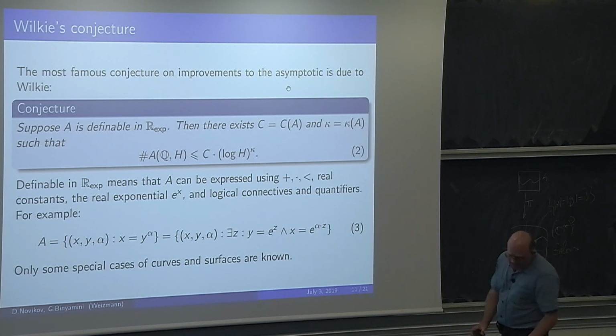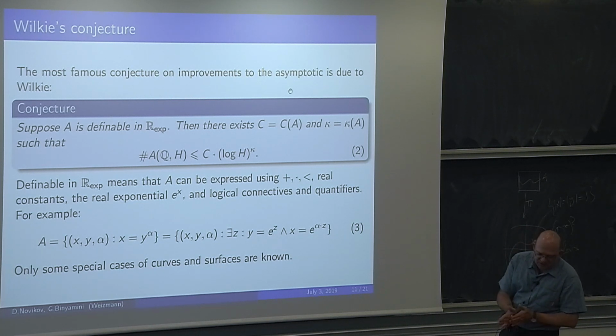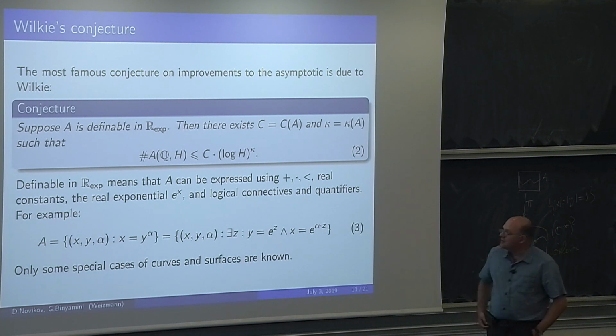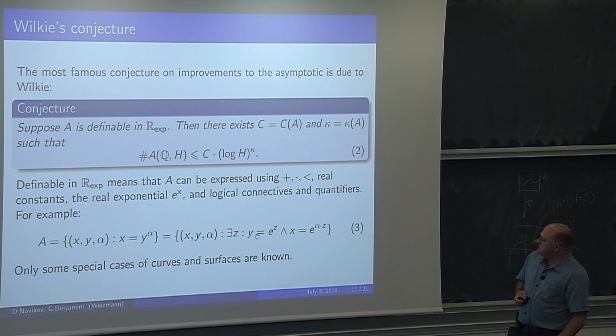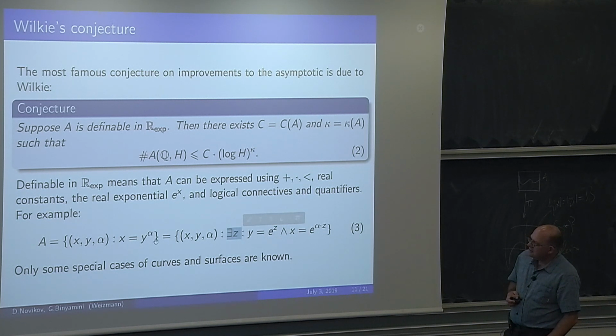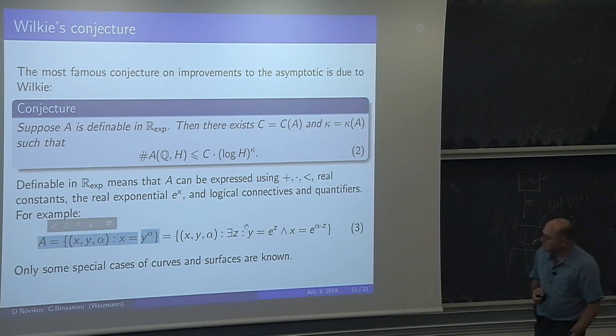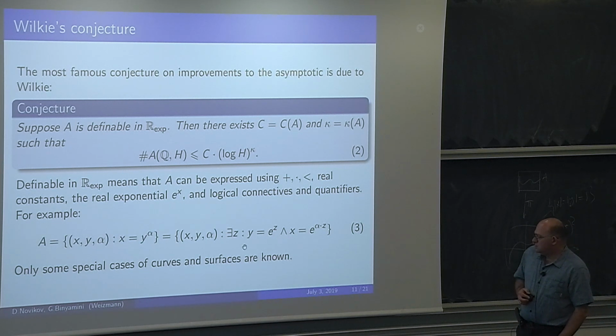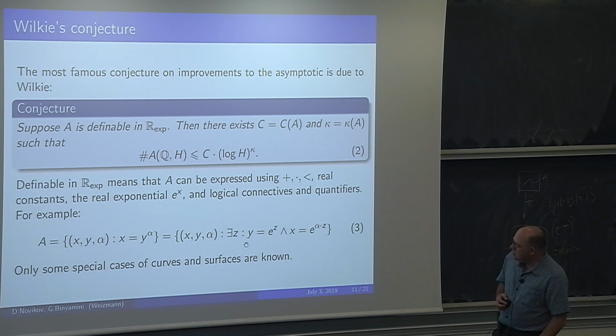The Wilkie conjecture was in the same article where they proved the Pila-Wilkie theorem. They formulated the conjecture that if your set A is definable in R_exp, the O-minimal structure, then in fact the growth is not sub-polynomial, but polylogarithmic. R_exp means you take all equalities and inequalities, everything happens on the reals, and you take intersections, projections, whatever you want. You get sets which are definable in R_exp. The general conjecture is still open.